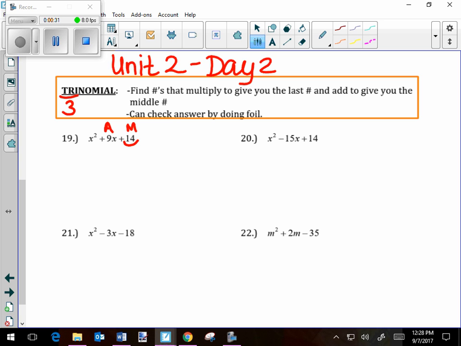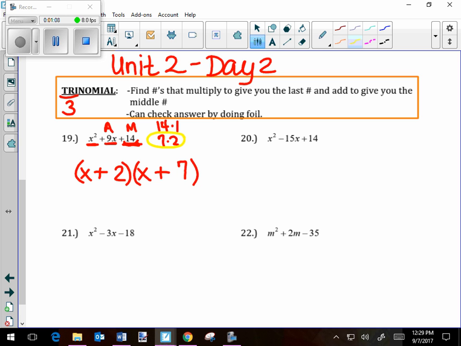So when I make my list of factors for 14, I know I have 14 and 1 and 7 and 2. When I'm looking at those factors, the ones that add to 9 are 7 and 2. So when I go through to factor this, in order to get the x squared that I have right here, I have to do x times x. In order to get the 14 that's right here, I'm going to use the 7 and 2. And to get this positive 9x, it means that I'm going to have a positive 2 and a positive 7.